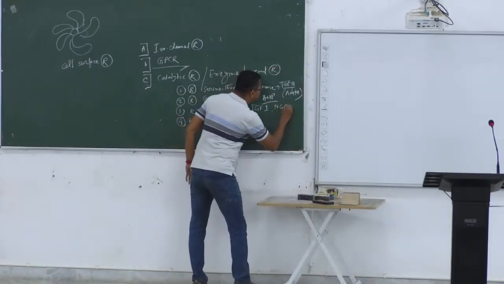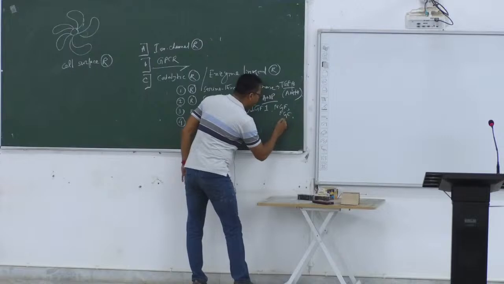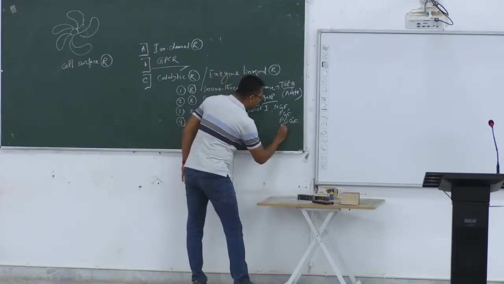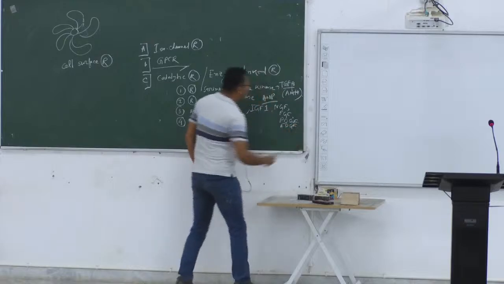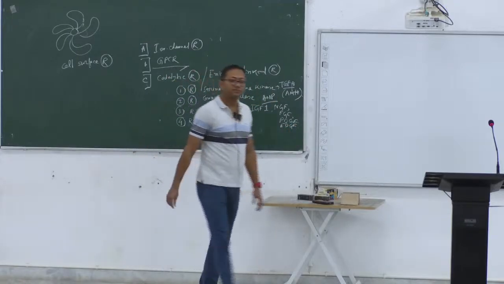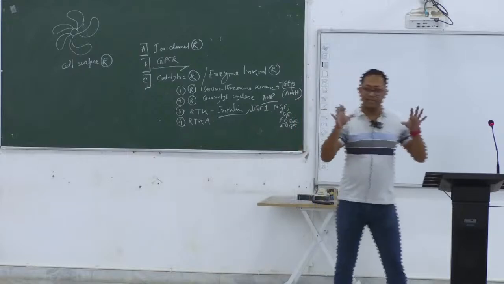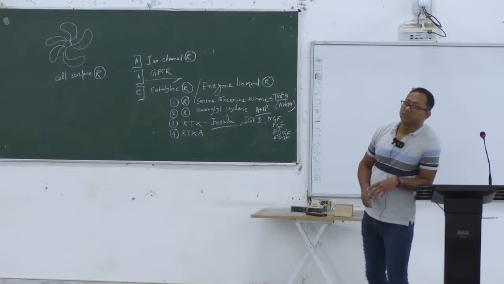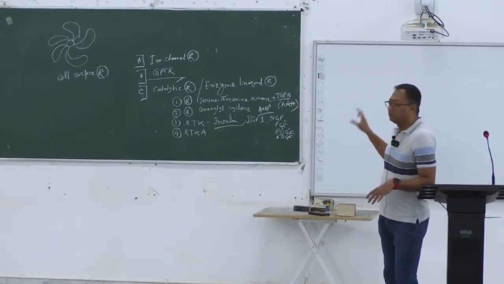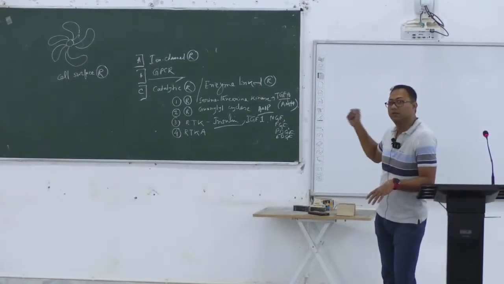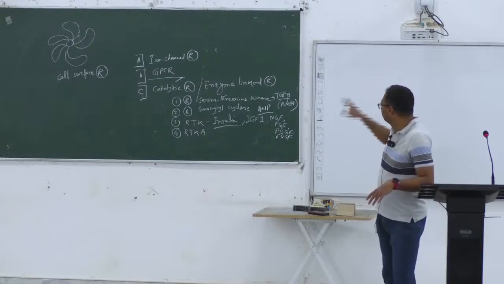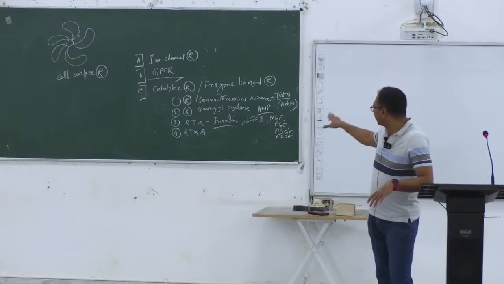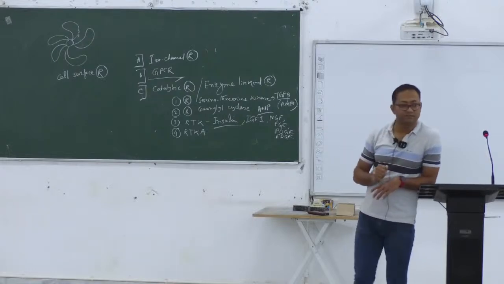Okay, so now PDGF, platelet derived growth factor, right? So all these growth factors, they bind to receptor tyrosine kinase. Okay, so here is a very important thing to note, that under receptor tyrosine kinase all are growth factors, and insulin is also a growth factor, right?